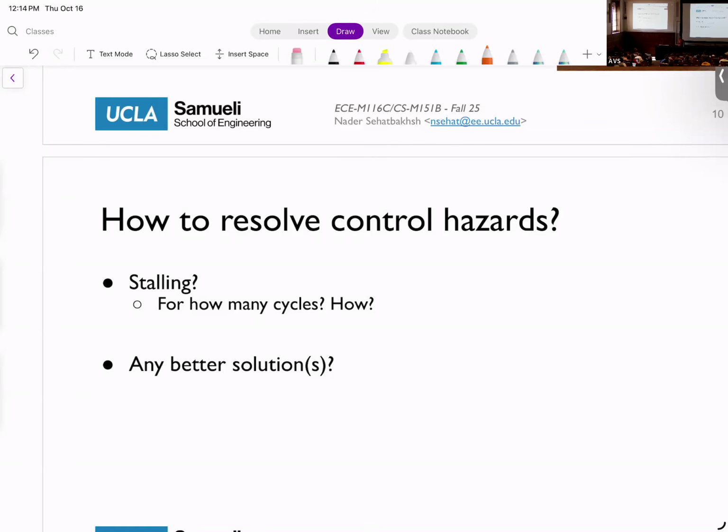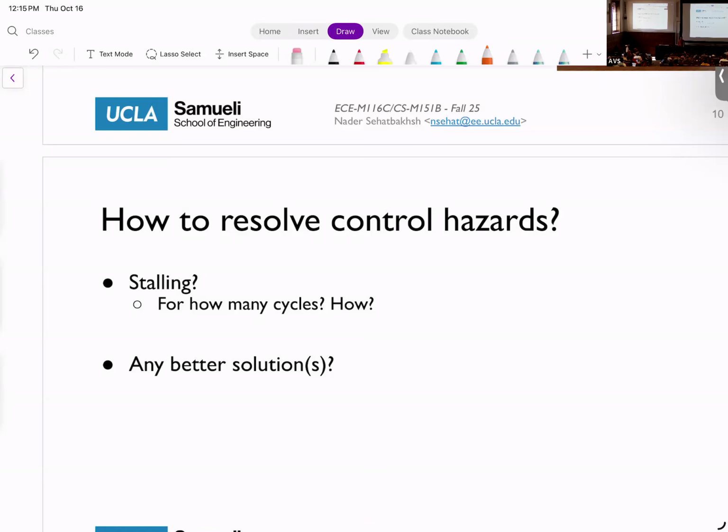It would require some stalling in the processor, and we're going to answer how many cycles we're going to stall. But keep in mind that we always really want to achieve better performance. So stalling is an option, but we always try to minimize the amount of stalls. Okay, but for now, let's assume that we just want to stall. So first question: how many cycles do we need to stall to resolve a branch?